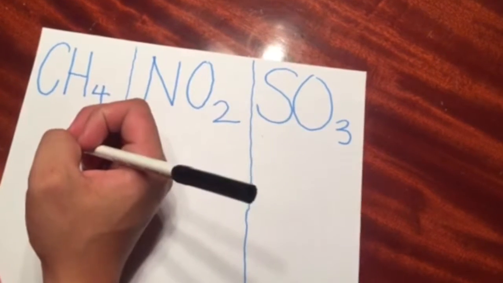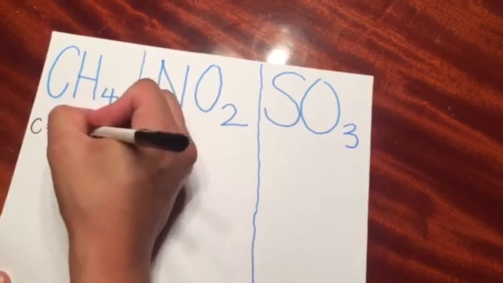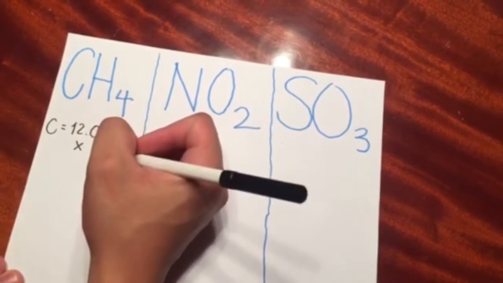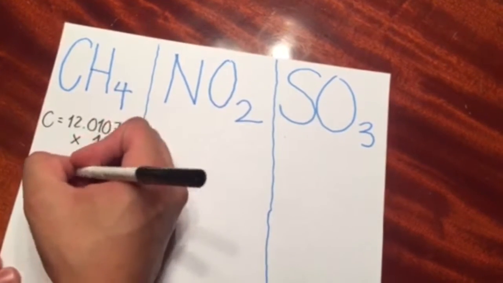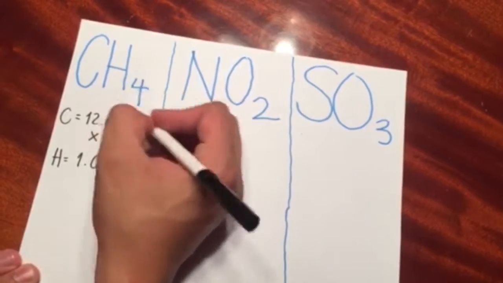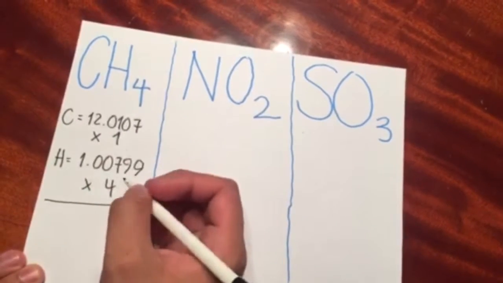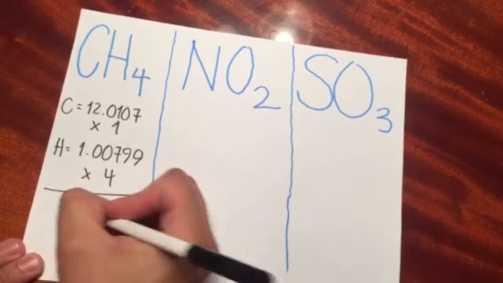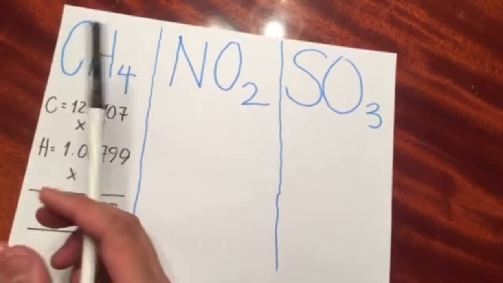So first you have to choose the mass for C. That would be 12.0107, and you only have 1, so you multiply it by 1. Then you take the mass of hydrogen, that would be 1.00799. Here you have a 4, so you multiply it by 4. When you multiply, then you add them, and that will give you 16.038. That would be the mass for CH4.